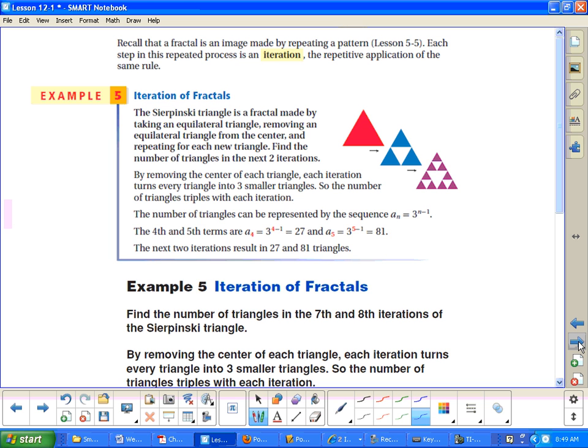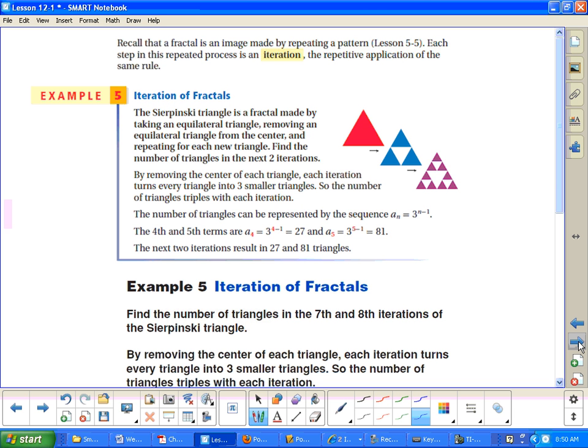Iterations. Recall that a fractal is an image made by repeating a pattern, which is just a sequence. Each step in this repeated process is called an iteration, the repetitive application of the same rule. So here we have this example 5 from the book. This is right out of the book, and I wanted to use it to talk about this. It says the Sierpinski triangle is a fractal made by taking an equilateral triangle, removing an equilateral triangle from the center, and repeating for each new triangle. Find the number of triangles in each next iteration.